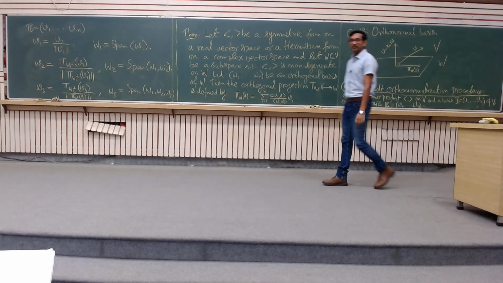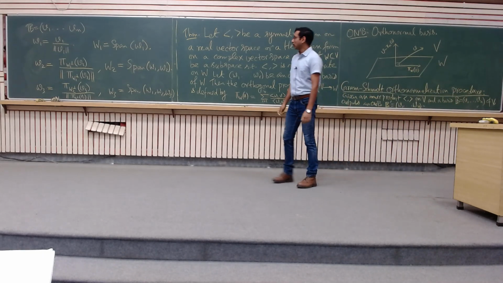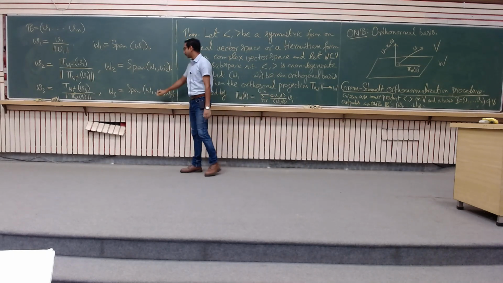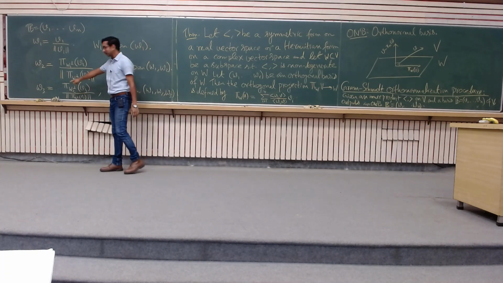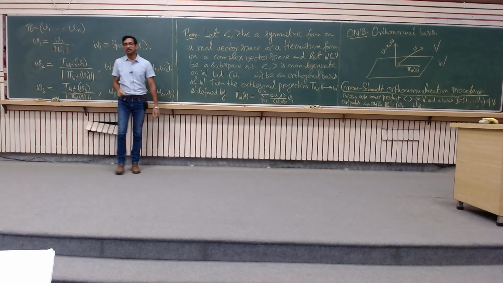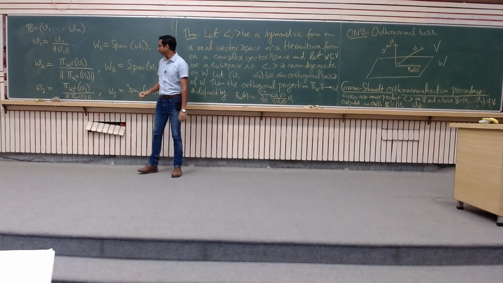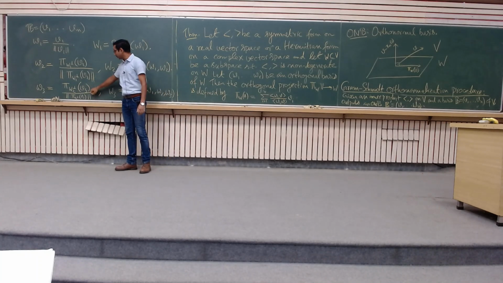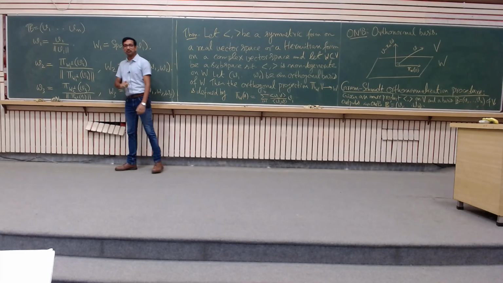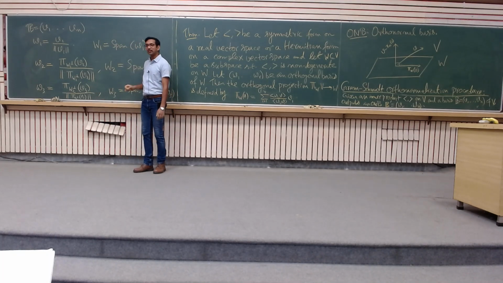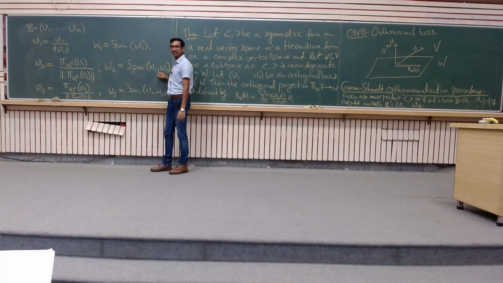You tell me, is it possible? What happens if w3 is 0? Well, can it be 0? That's of course a valid question, but can it be 0? If w3 is equal to 0, that means this projection is equal to 0. That means what? v3 is in W2.